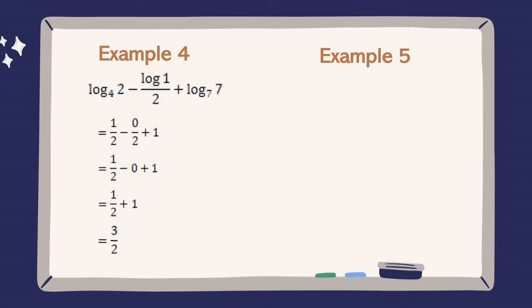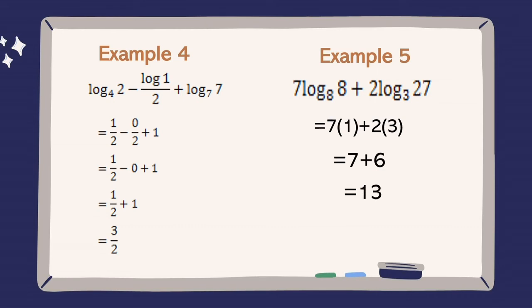After applying the rules, we now have 1/2 minus 0 over 2 plus 1. When we simplify it, we will have 1/2 minus 0 plus 1. Then when we simplify again, we get our answer, which is 3/2.